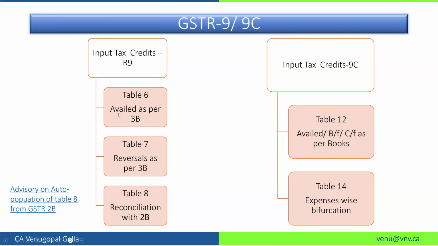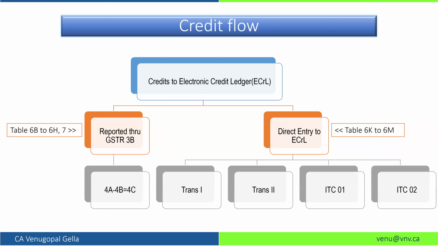And in GSTR 9, we have 3 tables, 6, 7, 8. 6 is availed as per 3B, reversal as per 3B, reconciliation with 2B. And the 9C is table 12 with the books of accounts, table 14 with the books of accounts. 9 is with the ITC register, electronic credit register as per 3B. 9C is as per books. Both contextually different. And what we are reporting in 9 is going into electronic credit ledger.